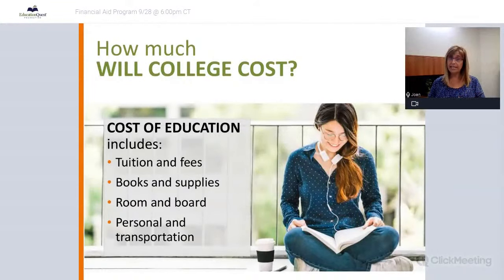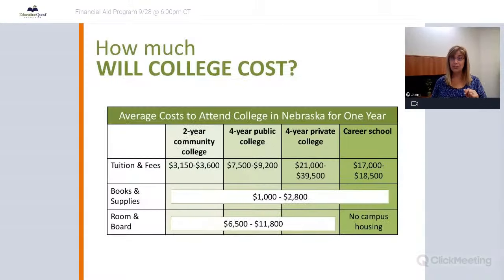All of these expenses are calculated for one academic year at a time. One academic year, typically as a full-time student. So when we look at the average cost of our Nebraska schools, you can see we have a 2-year community college, a 4-year public college, a 4-year private college, and then our career schools potentially. So you can see the breakdown for tuition and fees, the actual direct expenses for going to college, and then the cost for books, supplies, room, and board as well. This just kind of gives you an idea.